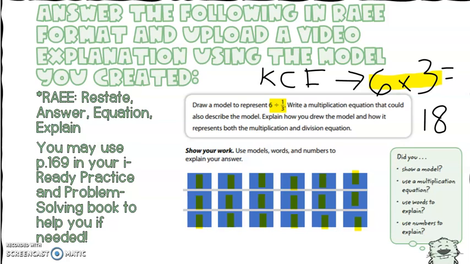It represents multiplication because 6 times 3 is 18. It represents division because 6 divided by 1/3 also equals 18. So that's how you would do the example problem from today's work.